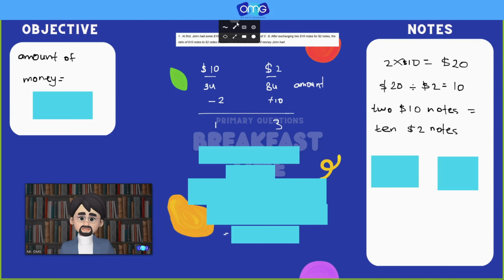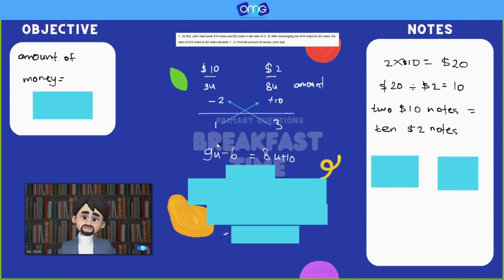We're going to use cross multiplication, where this times this equals this times that. Cross multiplication, which is 3 times 3 units is 9 units minus 6. This will equal 8 units plus 10. The difference between 9 units and 8 units becomes 1 unit, while minus 6 and plus 10, the difference is 16. So 1 unit equals 16. This is a method to find 1 unit.